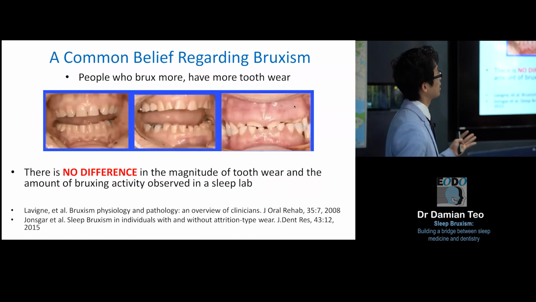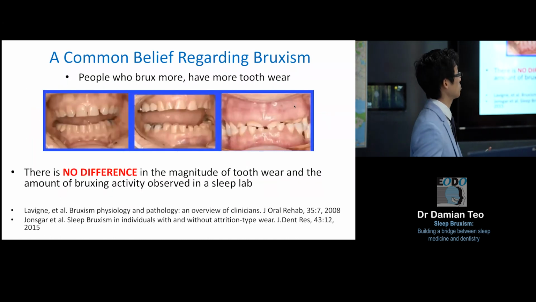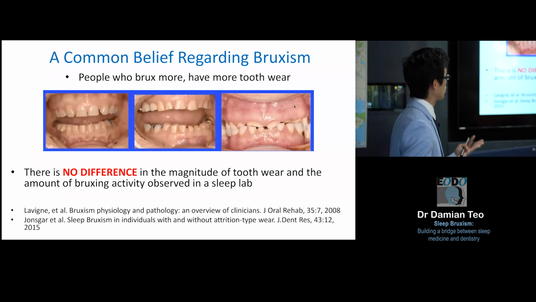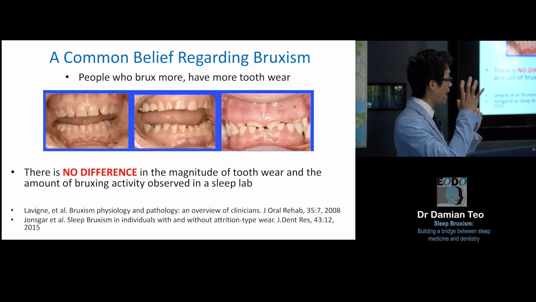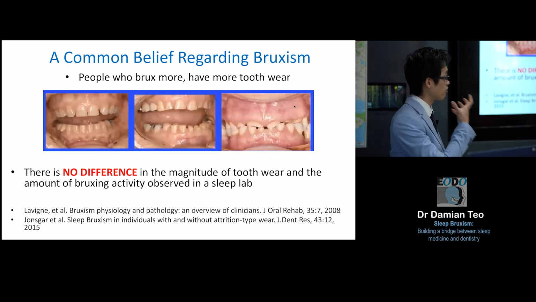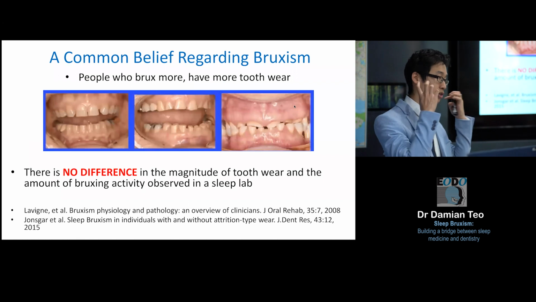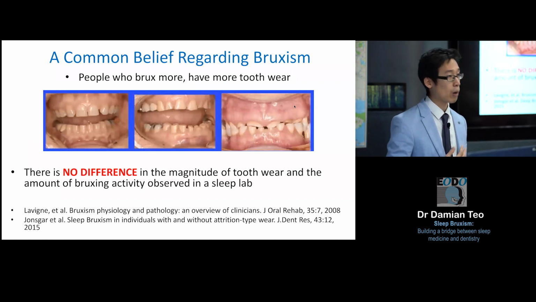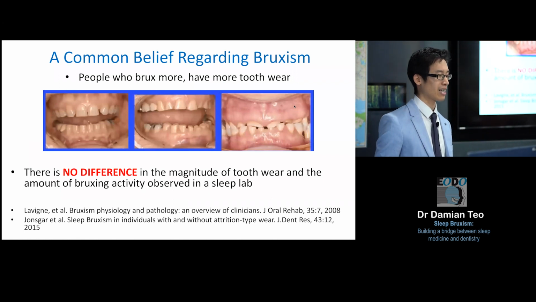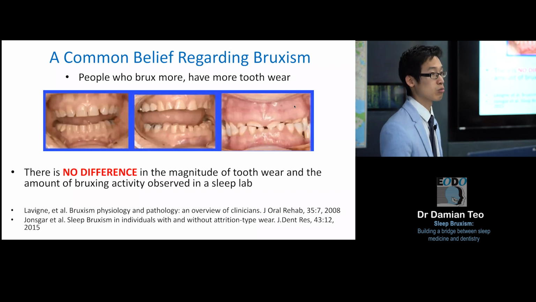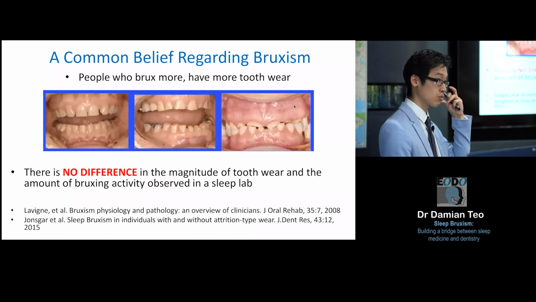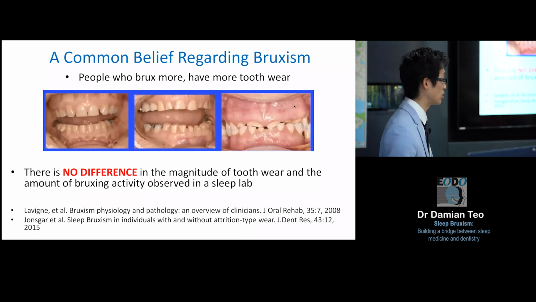So a common belief that we dentists have with bruxism is people who brux more will have more tooth wear. But the research actually shows there's no difference in the magnitude of tooth wear and the amount of bruxism activity observed. So lots of patients I see who clench and grind their teeth have no tooth wear at all. And they'll be like, oh, I'm scared of breaking my teeth. I look at their mouth like, your teeth are fine, don't need to worry about it. But they're having other problems which are causing their bruxism, which needs treatment.